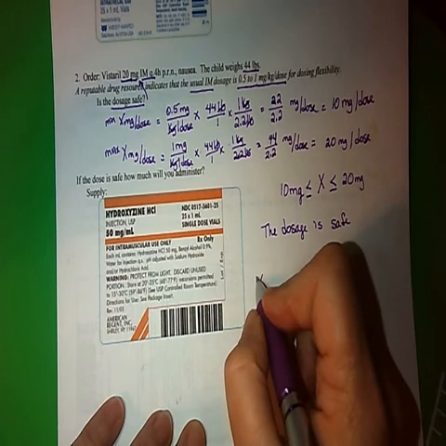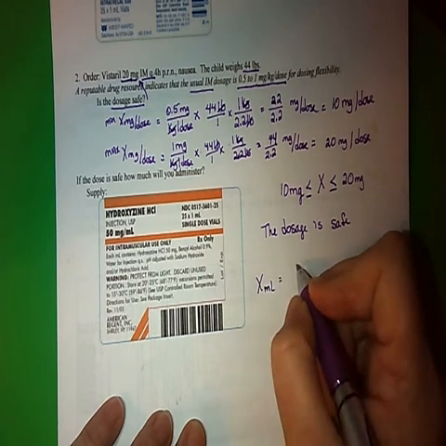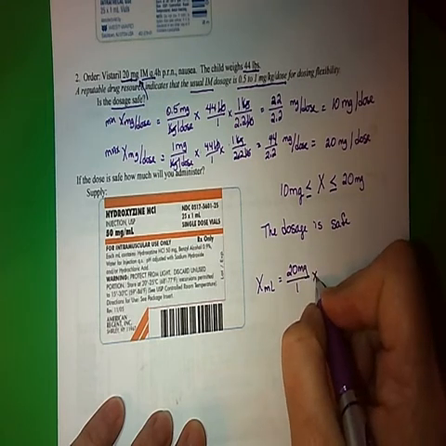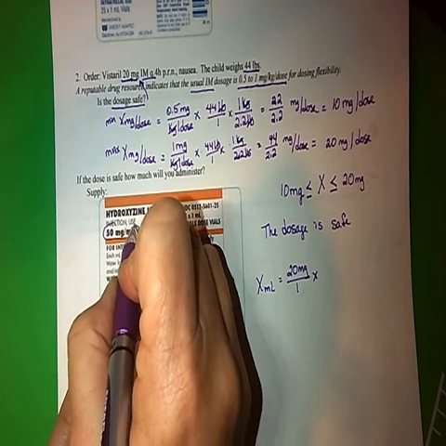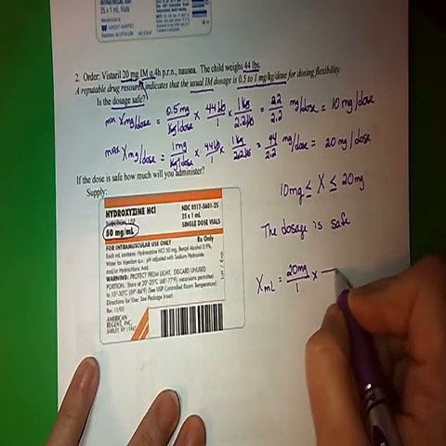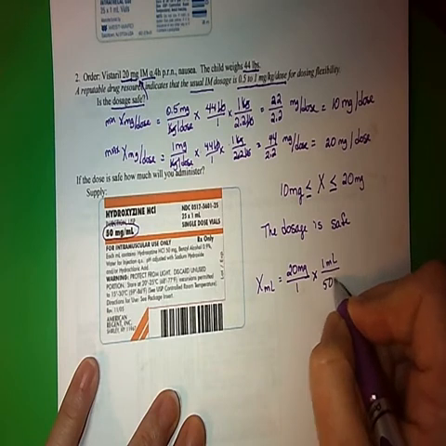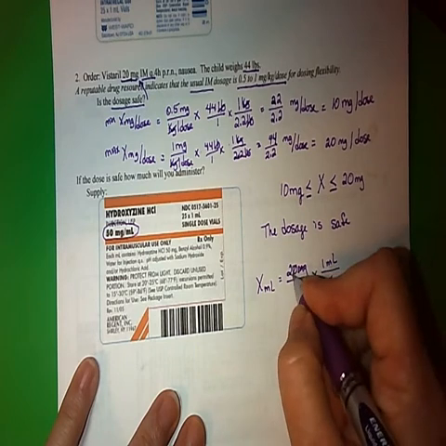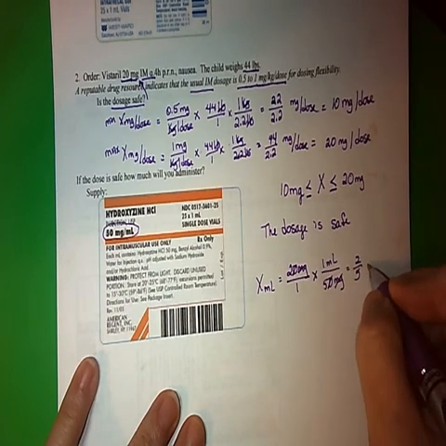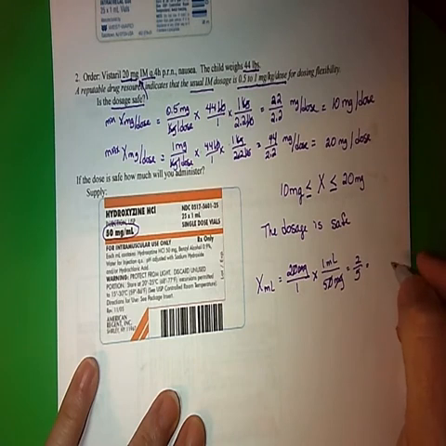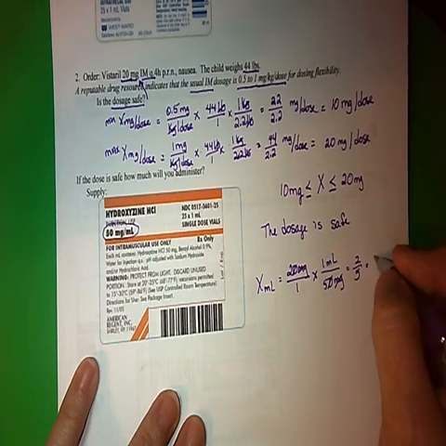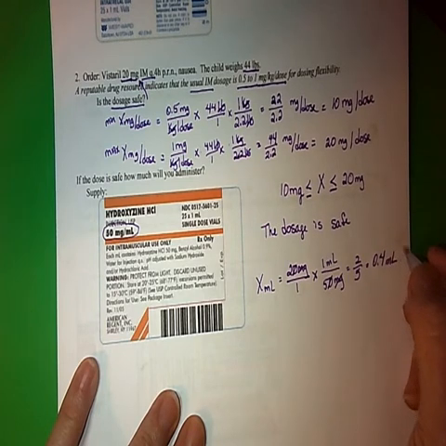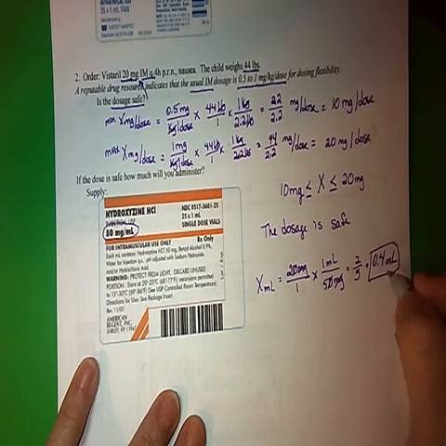So how much am I going to administer? Take my doctor's order of 20 milligrams over 1 times my supply, which is 50 milligrams per milliliter. My milligrams cancel. I can cancel a 0. So I have 2/5, which is 0.4 milliliters. That is how much I'm going to give. Okay.